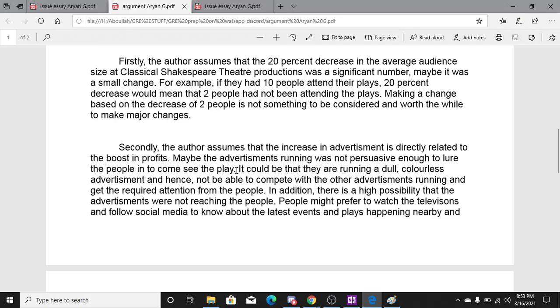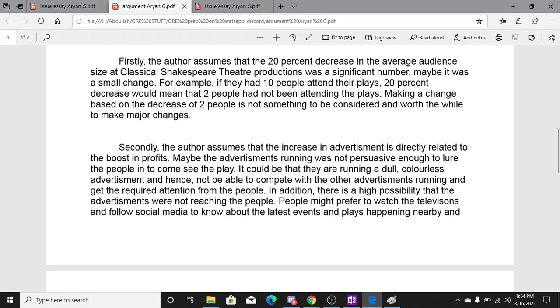Overall, the way the thing is written is awesome. It could be that they are running a dull, colorless advertisement and hence not able to compete with other advertisements running and get the required attention from the people. In addition, there is a high possibility that the advertisement were not reaching the people. Okay, so he has stated over here, when you're using electronic advertisement like Facebook stuff, you can choose your audience and do a targeted advertisement. Whereas if you're just dropping papers at people's doors, maybe you're not able to get the accurate result that you're looking for, that kind of thing. Okay, cool, I like it.